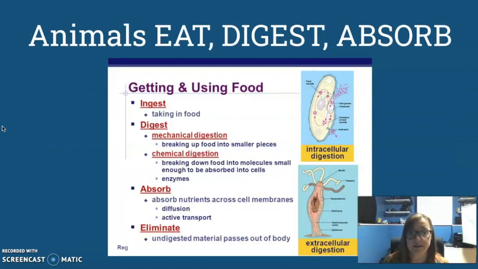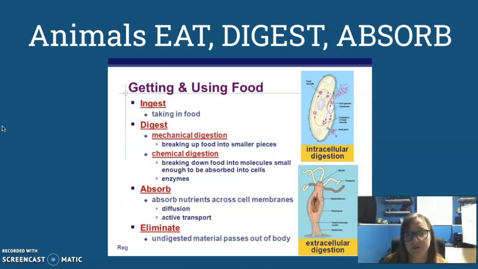Animals eat, digest, and absorb all the different nutrients that we need, and we talked about this a little bit last week. So we ingest it by taking it into our mouths. We digest it by either chewing, breaking it up, or even having it broken up by some of the acids in our stomach, and then chemical digestion, which is breaking it down into small enough molecules that we can absorb. And for that, we definitely use our stomach acid, but we also use enzymes.